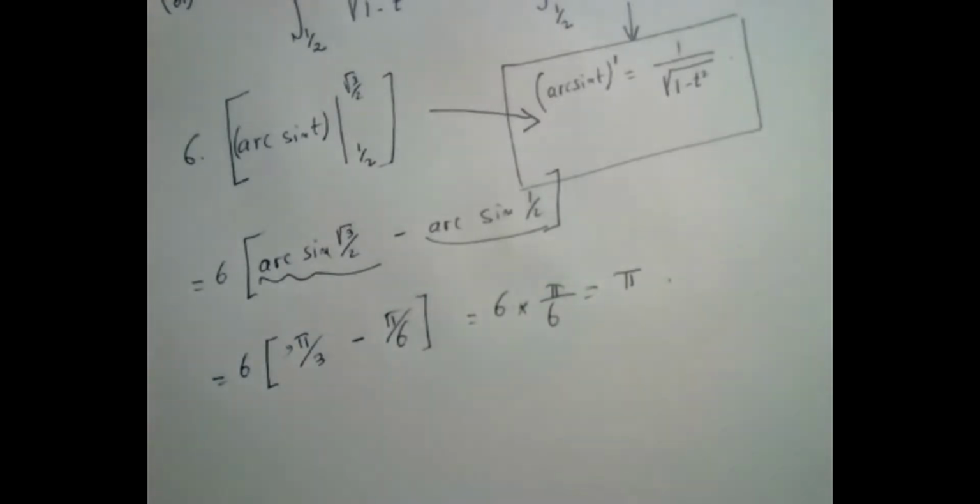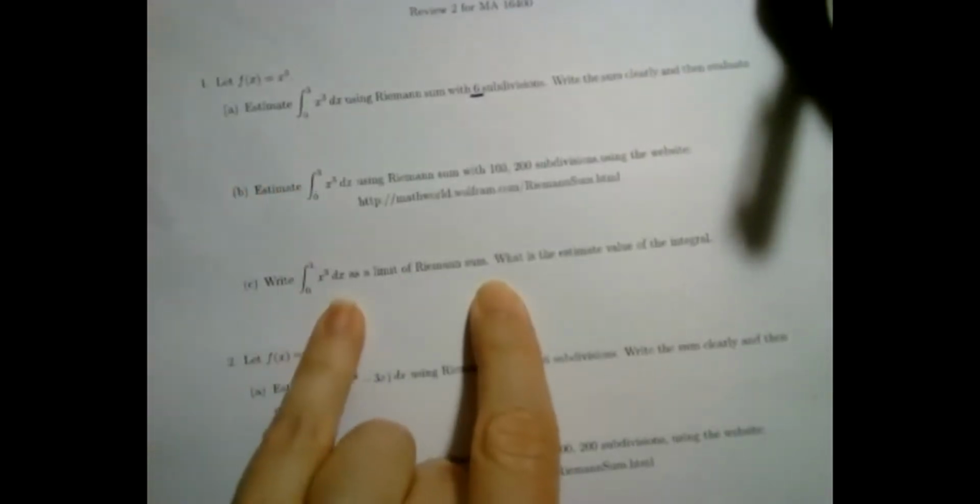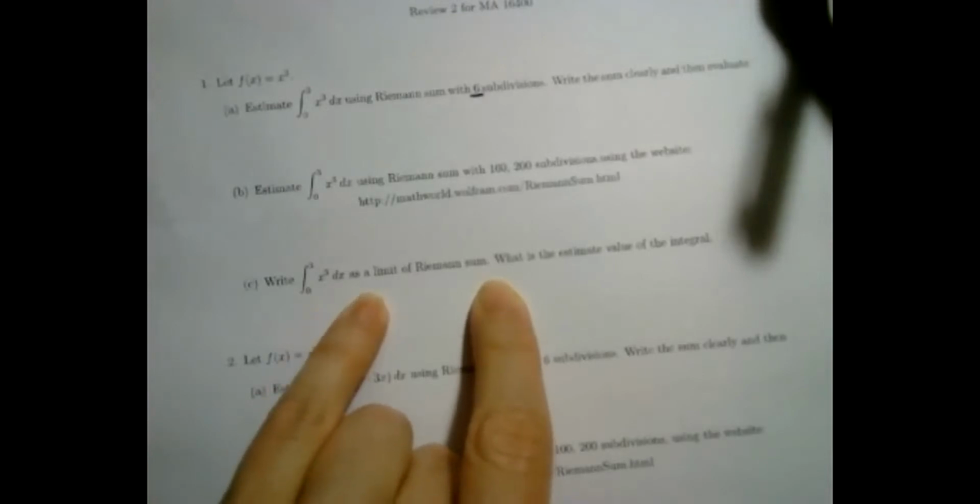Well, to start, with just 1A, the very first question. When it says write the sum clearly, is it asking for the sum in summation notation? No, if it is only 6 subdivisions, I don't care about sigma notation. When I'm asking you to write it as a limit of a Riemann sum, I want the sigma notation there. Okay.